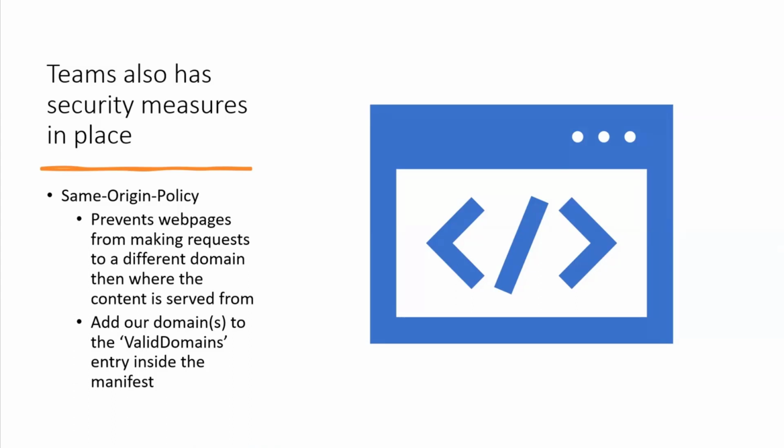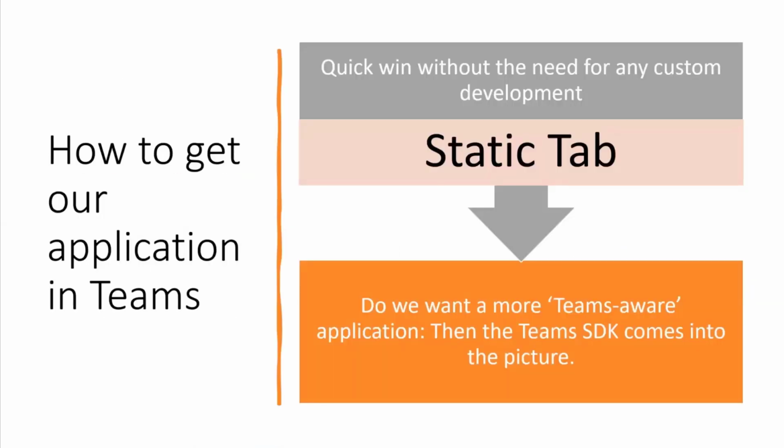Well, in Teams, it's called the valid domain. So if we add a domain to our manifest, if we do the App Studio, it's all automatic. But if we add entries to our valid domains, that will make it servable in Teams. That way we tell Teams, hey, you can do this domain, it's from me, it's safe, so go ahead and serve content from it. Now, the easiest way to get an application in Teams is a static tab.